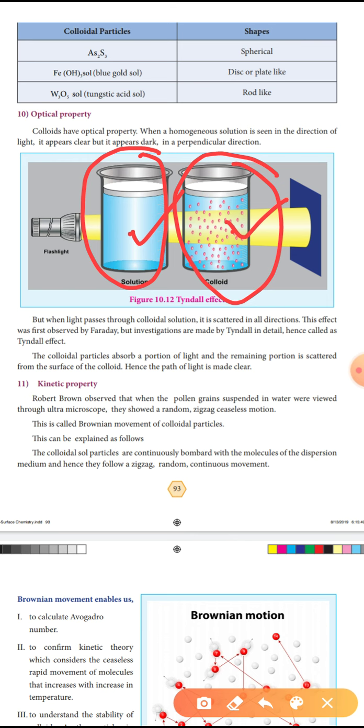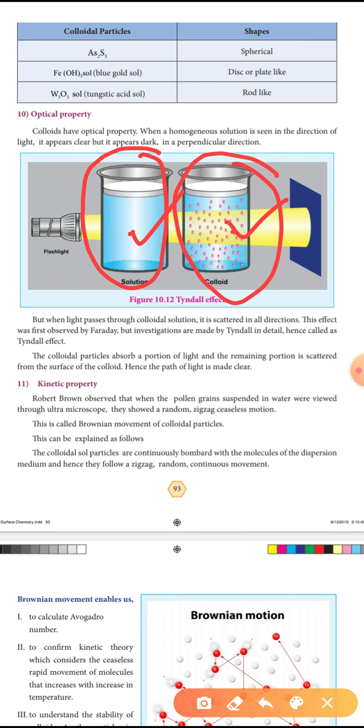The next property is the kinetic property, the movement of molecules. Robert Brown observed that when pollen grains suspended in water were viewed through an ultramicroscope, they showed a random or zigzag ceaseless motion. It moves in any direction. This is called Brownian movement of colloidal particles.